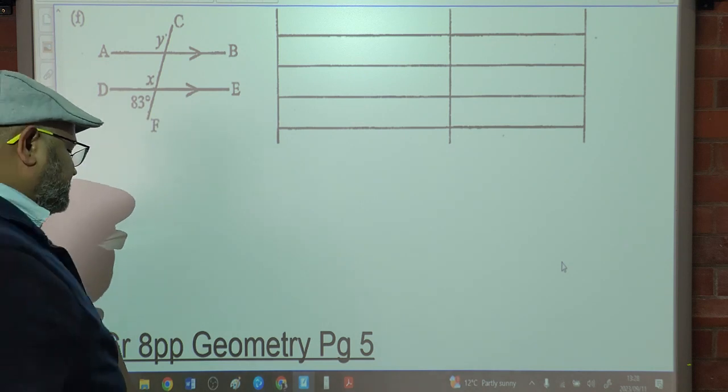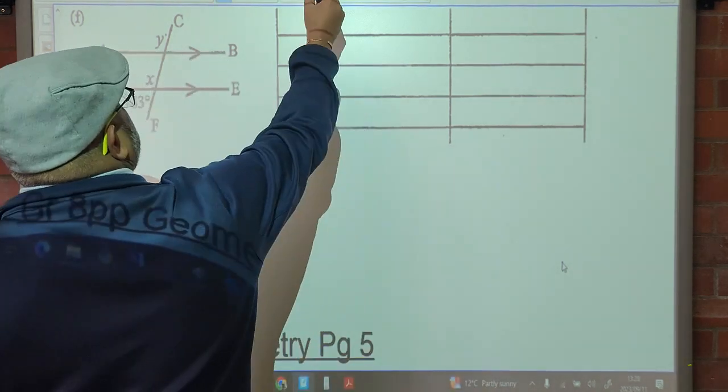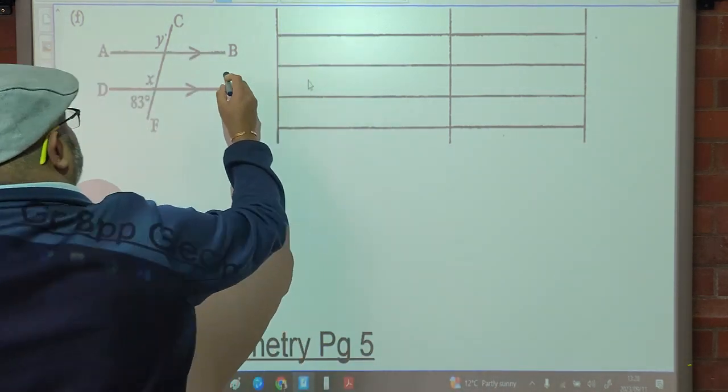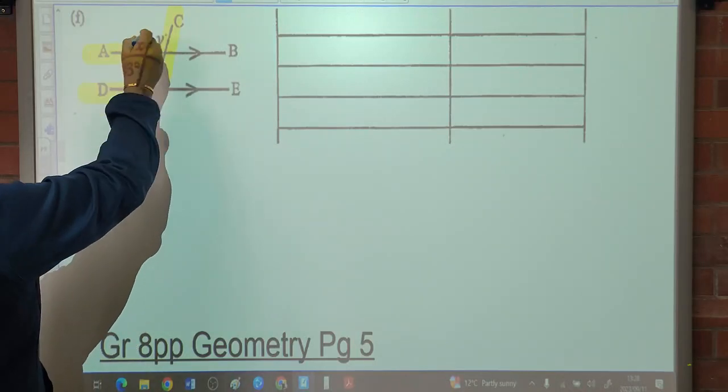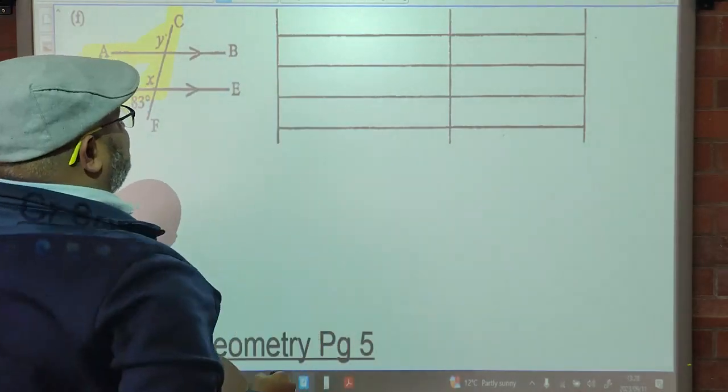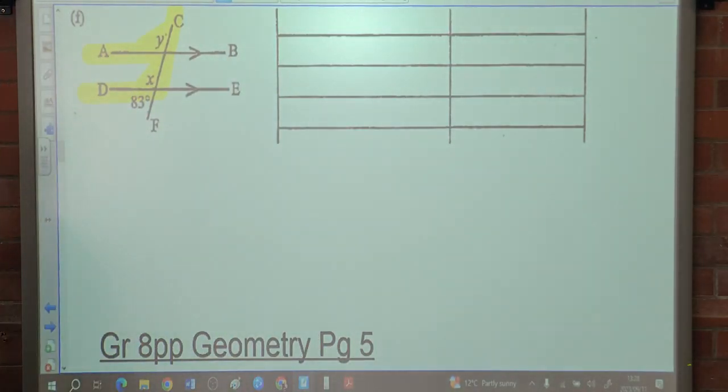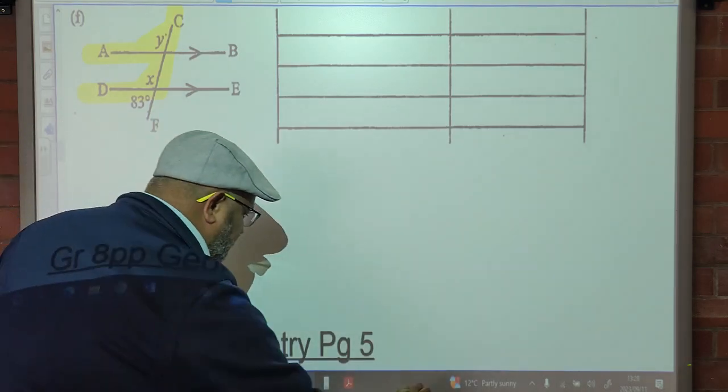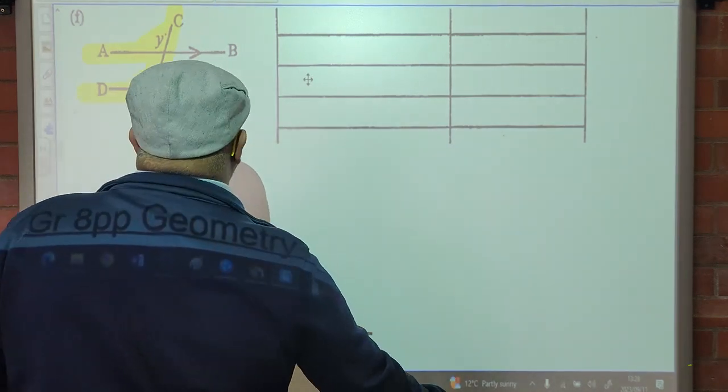So now when we mark this, many of you said that x is equal to y, which is absolutely correct, but you won't get any marks for it. The reason for that is because we are given an angle here. Can you see that? So, what can we calculate first at this point?